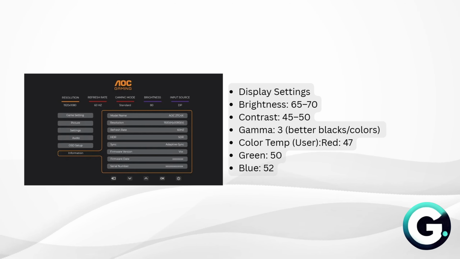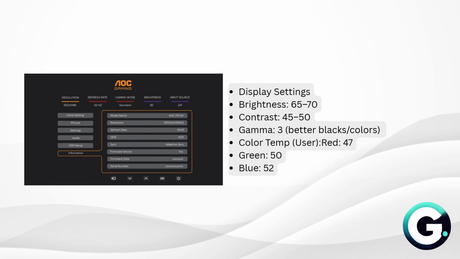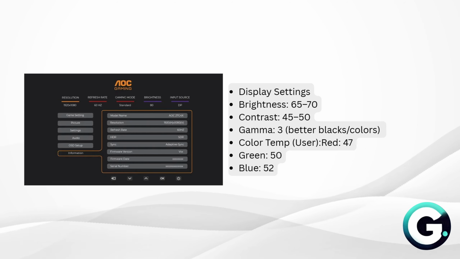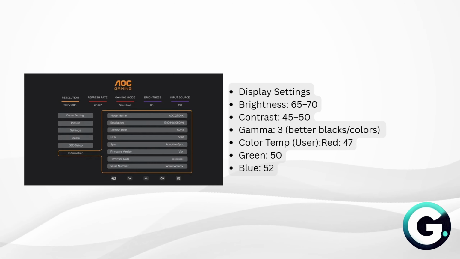The contrast is going to be 45 and 50, gamma at 3. Color temperature is going to be set as user: red 47, green 50, and blue 52. So basically from there, you're good to go.